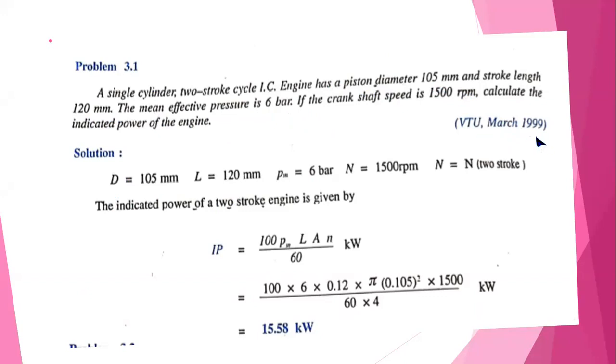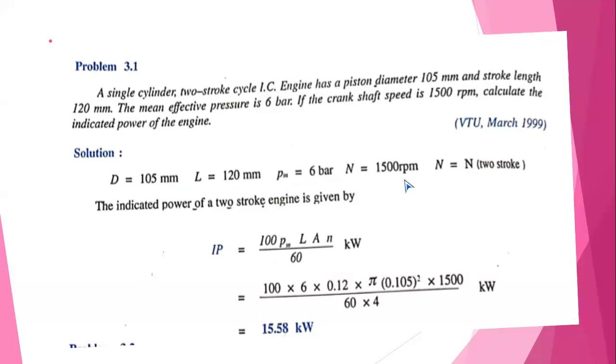From 1999 till today, the same problem has been repeated many times in your question paper. Below that, write down the solution. First, the diameter of the piston, uppercase D, equals 105 millimeter, and the stroke length, uppercase L, equals 120 millimeter. The mean effective pressure PM equals 6 bar, and the speed of the crankshaft is 1500 rpm.